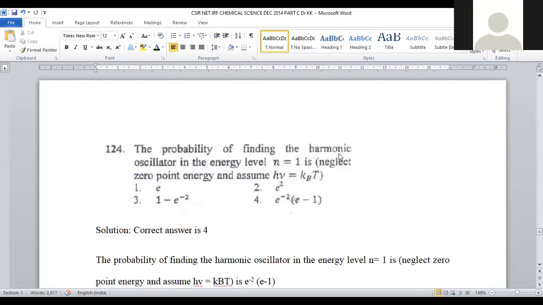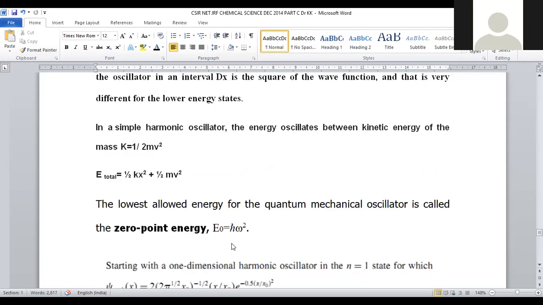Right. So the probability of finding the harmonic oscillator energy will be e to the power minus 2 into e to the power minus 1. This will be the final answer. For question number 124, option number 4 is the correct answer.